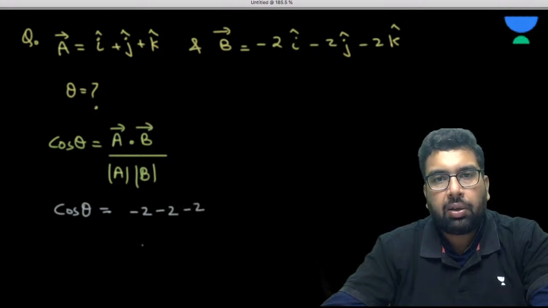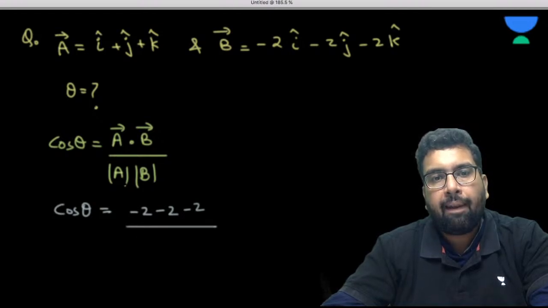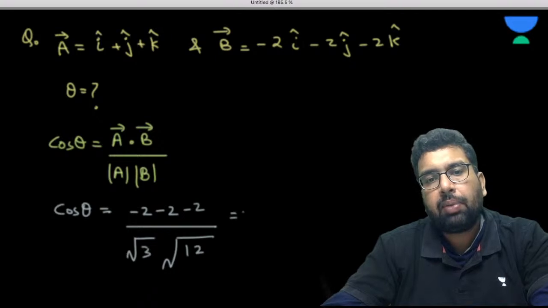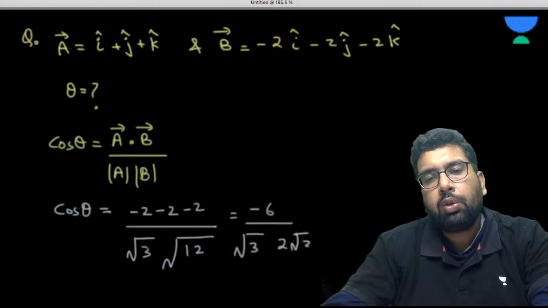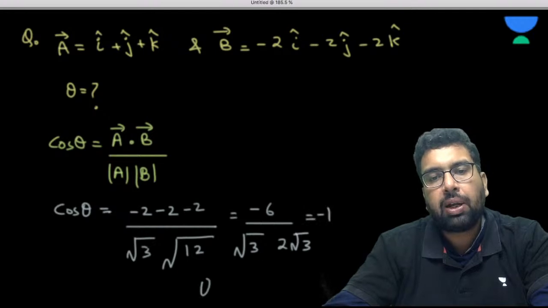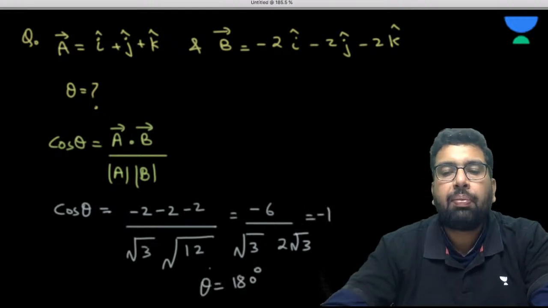Upon, see, the mod of A is going to be 1 square, 1 square, 1 square, that is root 3. And this is going to be root over 4 plus 4 plus 4, that is 12. So it will become minus 6, and this will become root 3. And 12 is 4 into 3, that is 2 root 3. So root 3 will become 3, 3 into 2. So it will become minus 1. So theta will become 180 degree, right? Theta will become 180 degree.